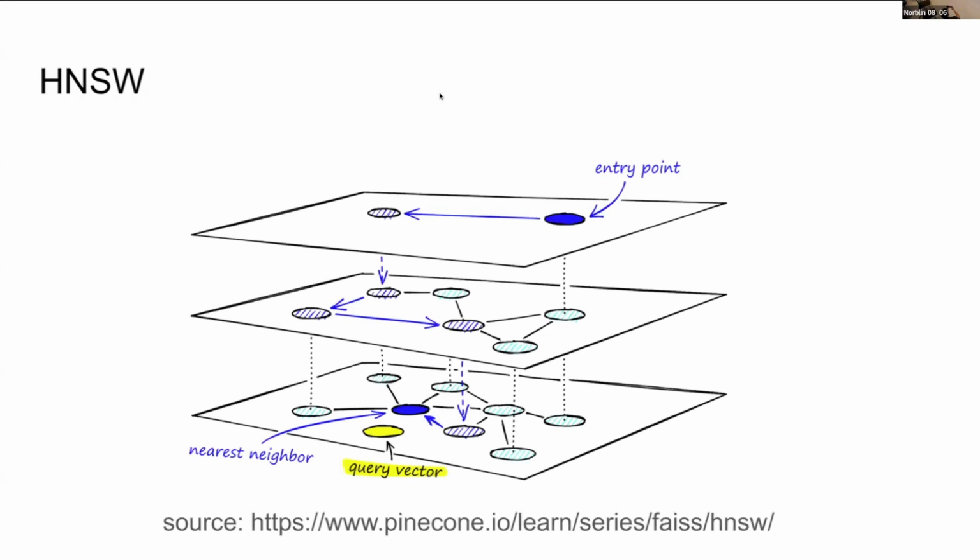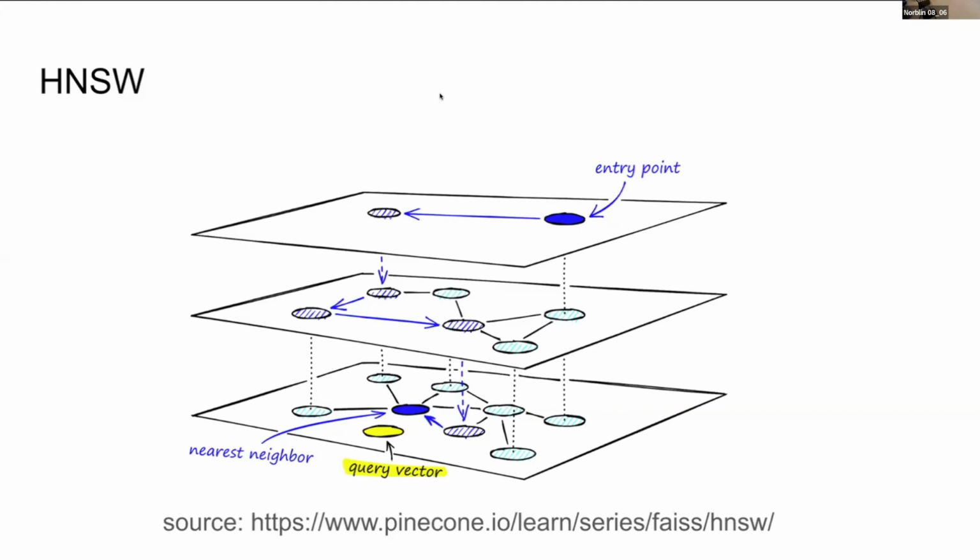Just to give you a brief overview of how it works, we would build a graph in which the vertices are our embeddings. And this graph will be multi-layered, as pictured here. When we are searching, we will be searching from the top layer. That would be our entry point there. And what we will do is greedily search for the vector which is most similar to our query in that top layer.